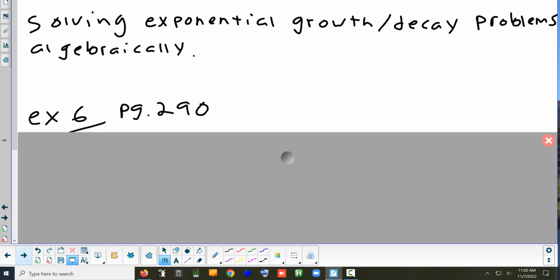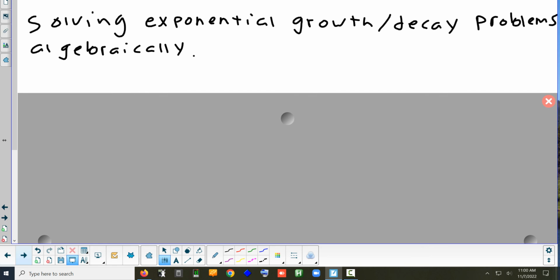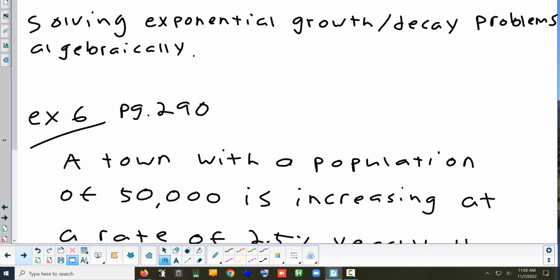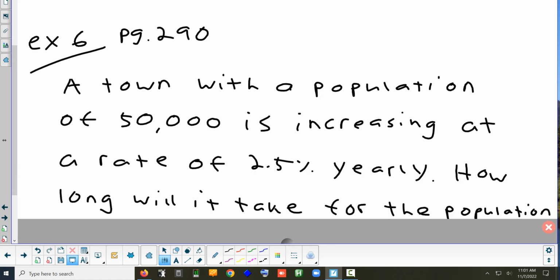So let's take a look at something. We've already done this before. In fact, we already did this exact problem. We had a problem probably back last week, maybe section 5.1, about a population of 50,000 people increasing at 2.5%. And the question was, how long would it take the population to double?